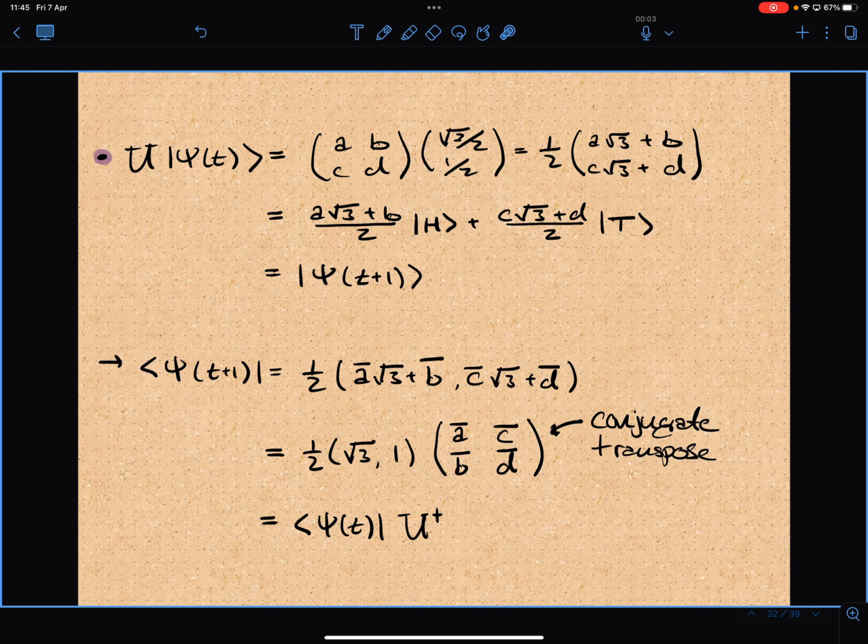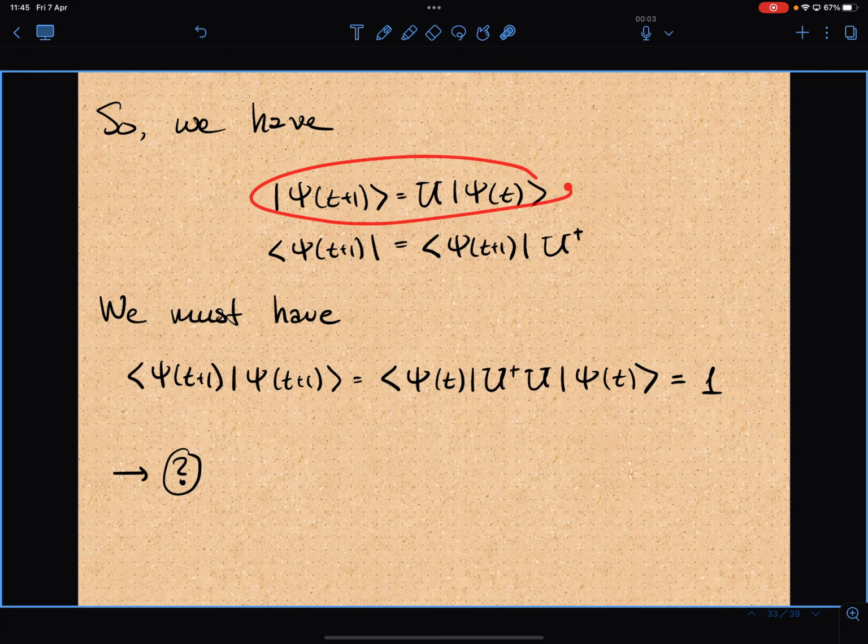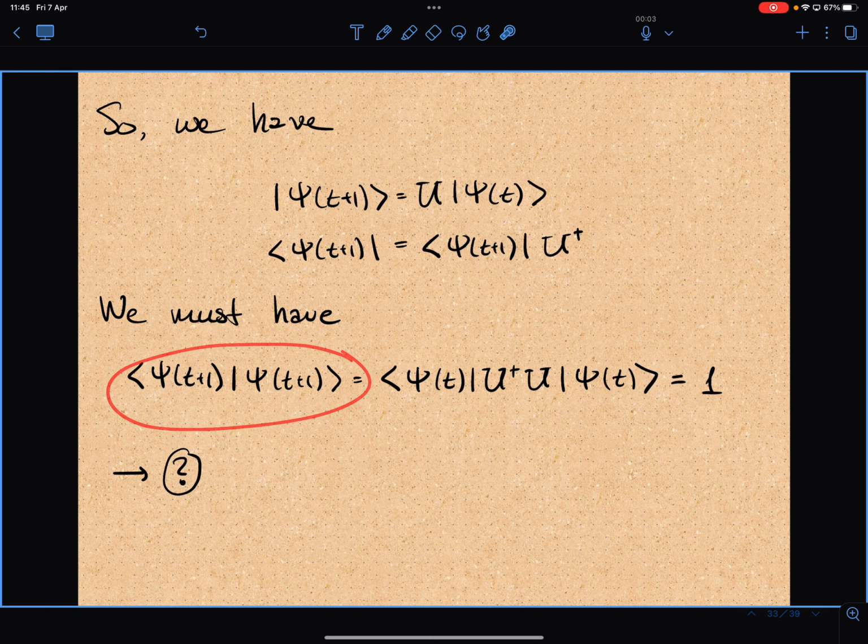So now we have this action to evolve the vector, this action to evolve the dual vector, and we must have that this condition, the total probability, is equal to 1. And now I'll leave it up to you to figure out what that condition is. And I can rewind if you need me to, or if you have any questions, I can clarify.